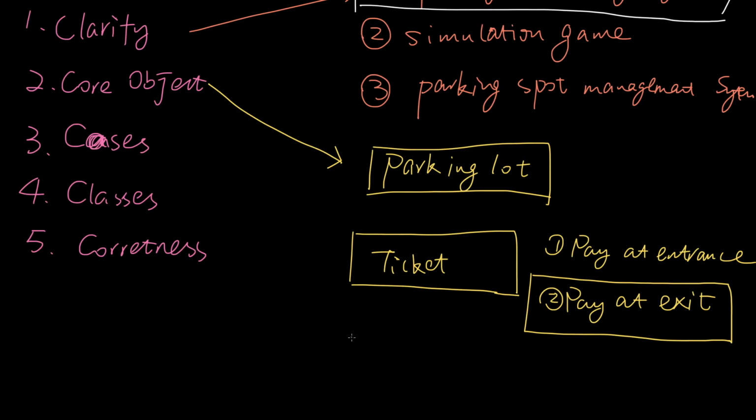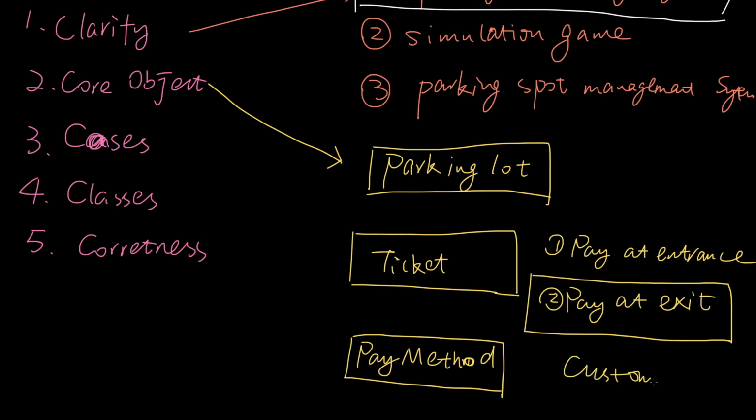Both of them represent how you pay. So let's call it the pay method. This one will later allow us to deal with various things inside it. And you may also wonder, for this system, we will also have some customers, and we will also have some kind of vehicle. Should we model those?